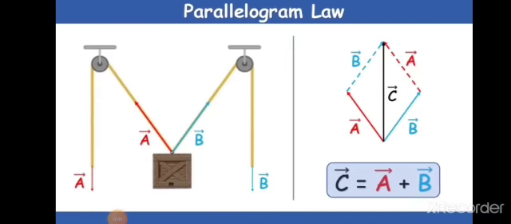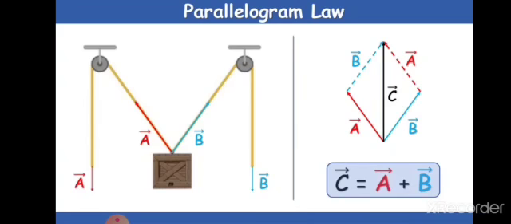Now the next one, parallelogram law of vector addition. It states that if two vectors can be represented in magnitude and direction by the two adjacent sides of a parallelogram drawn from a point, the resultant vector is represented completely by the diagonal of the parallelogram passing through that point. See here, vector A and vector B, the two vectors, they are adjacent sides to each other.